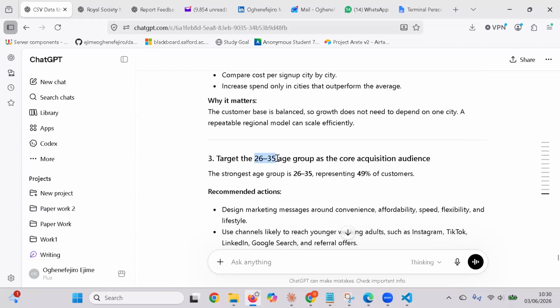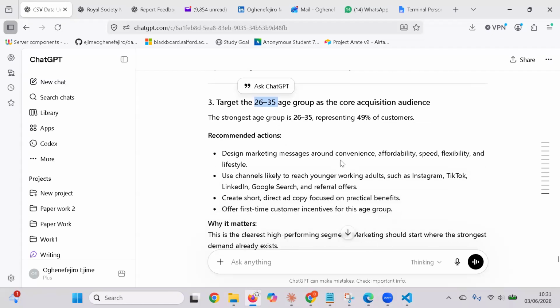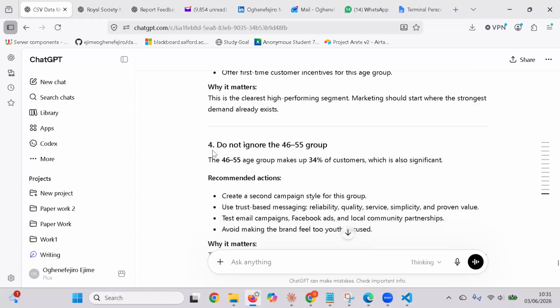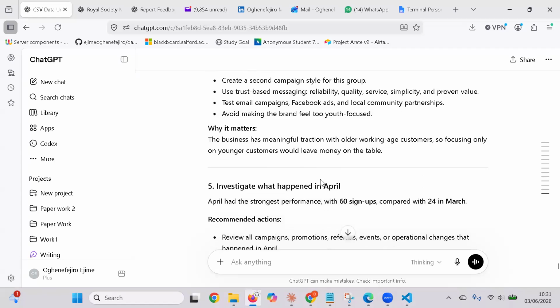Target age: if we are to run an ad, like I stated earlier, the target age is what? 26 to 35, which accounts for what? 49% of our customers. Yeah, do not ignore the 46 to 55 group also, because that makes up what? That makes up 45% of our customer base also. Those are the recommendations.